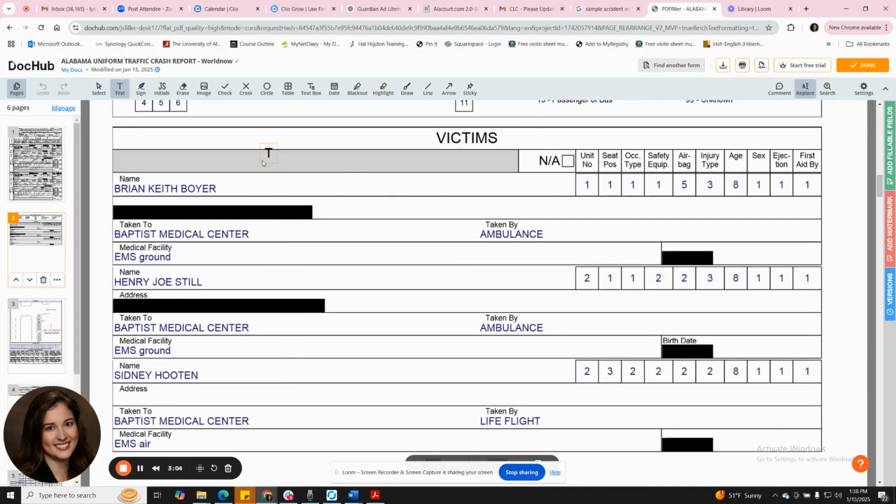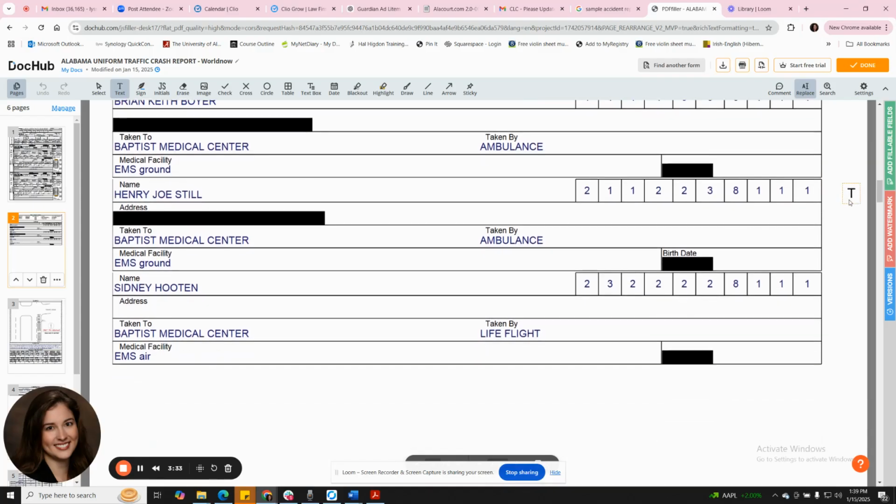This is where they'll list anybody that they deem to be hurt in the accident. Now, a lot of times we don't report any injuries immediately, so don't worry if you're not listed here, if you told them you were fine at the scene of the accident. But this is where they will have listed anybody that said they were hurt at the scene and who transported them. And they'll also record some information in these spots about what seat you were sitting in in the car.